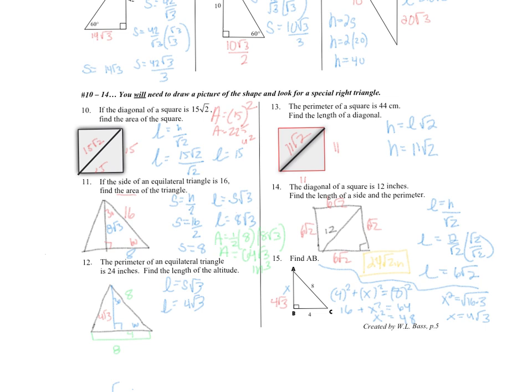Number 11, if the side of an equilateral triangle is 16, find the area of the triangle. Well, if we know that this side is 16 and this side is 16 and this side is 16, then we know a couple of things here. First, we know that this is going to be 8.